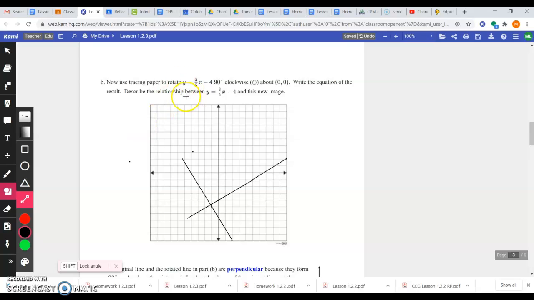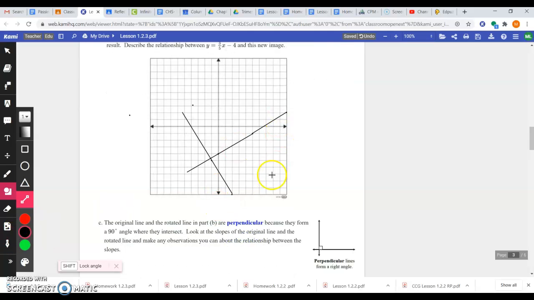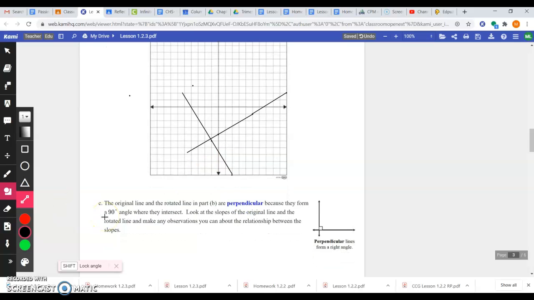And then it says describe the relationship between that line and its new image. So describe the relationship between these two lines. Well, these two lines are what we call perpendicular. Perpendicular means that two lines intersect and they form a 90-degree angle. Those two lines would be perpendicular. So the original line and the rotated line are perpendicular because they form 90 degrees, like I just said.